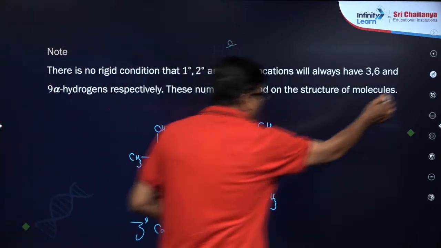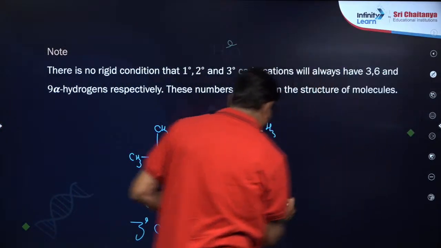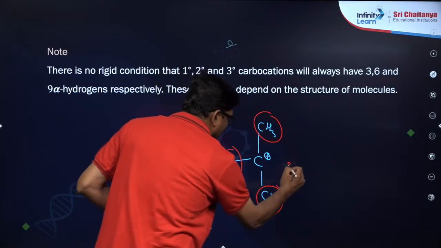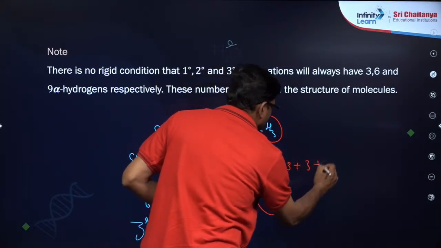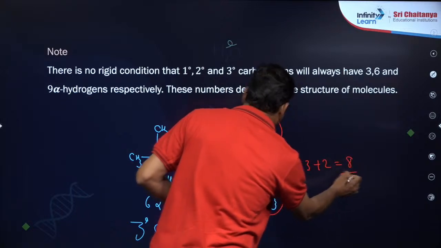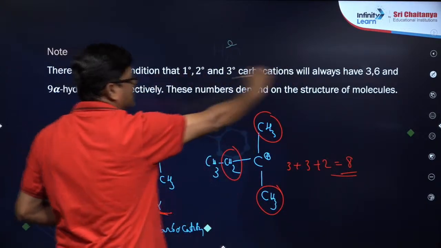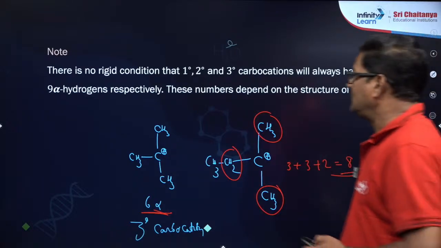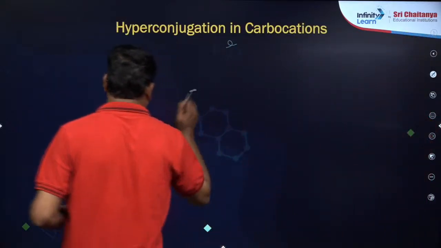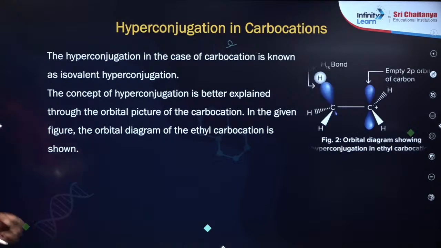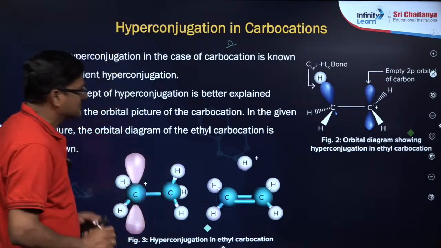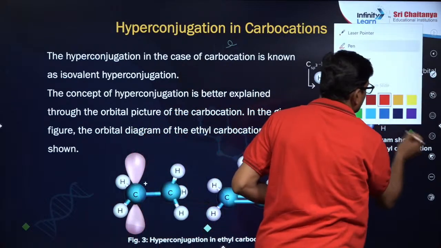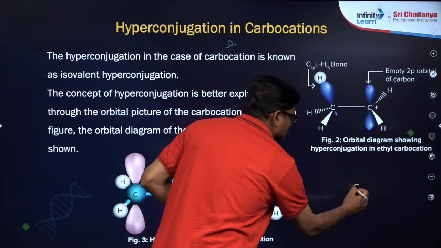So here 3, 2, 3, 3 plus 2, 8. That is the meaning of the statement, right? Let us talk about hyperconjugation in carbocation. The hyperconjugation in carbocation, that's what it is saying. Carbocation means carbon with a positive charge.